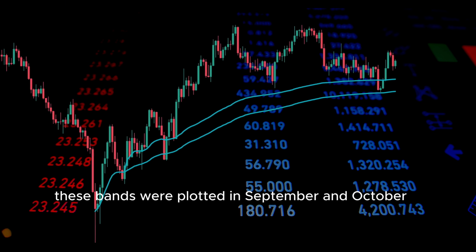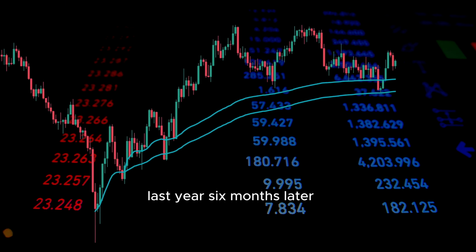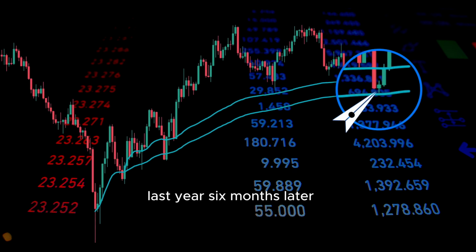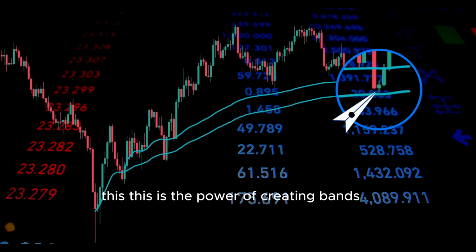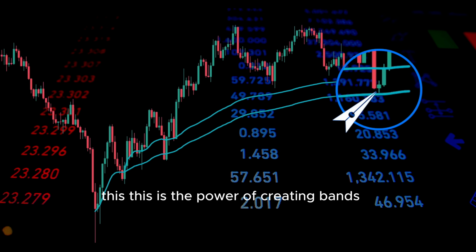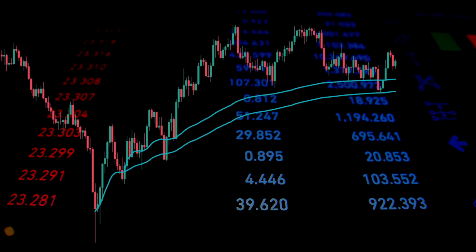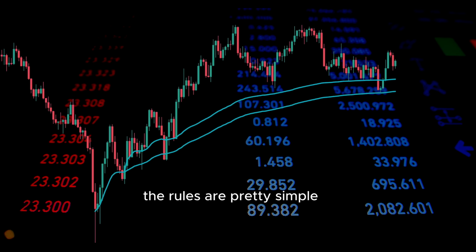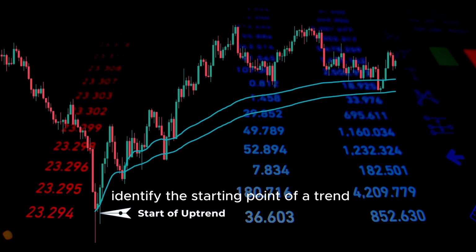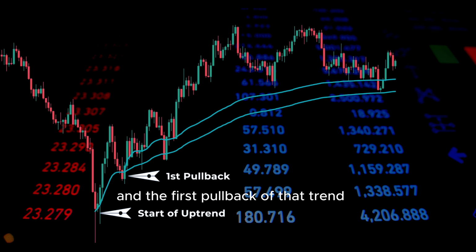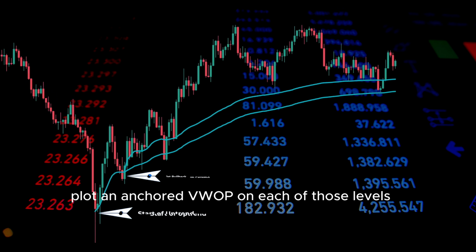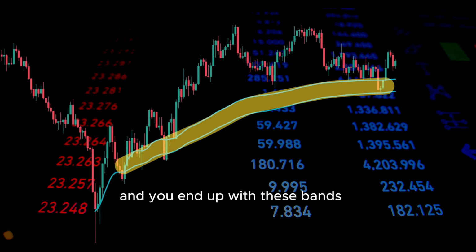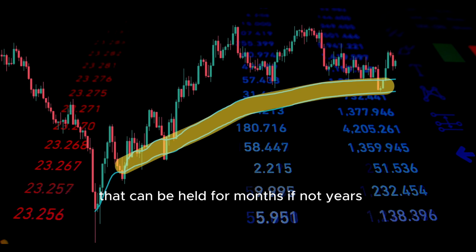These bands were plotted in September and October last year. 6 months later, they are still providing support to the current price at the time of recording. This is the power of creating bands with the anchored VWAP. The rules are pretty simple. Identify the starting point of a trend and the first pullback of that trend. Plot an anchored VWAP on each of those levels, and you end up with these bands that can be held for months if not years.